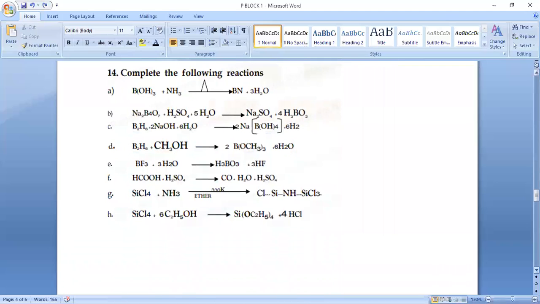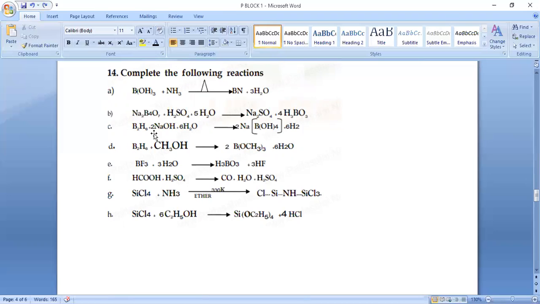So, the left-hand side of each equation is given, and on the right-hand side we need to complete the answer. First, BOH3, the name of that compound is boric acid. Boric acid reacts with NH3, which is ammonia. We are heating this compound, which gives boron nitride and water.